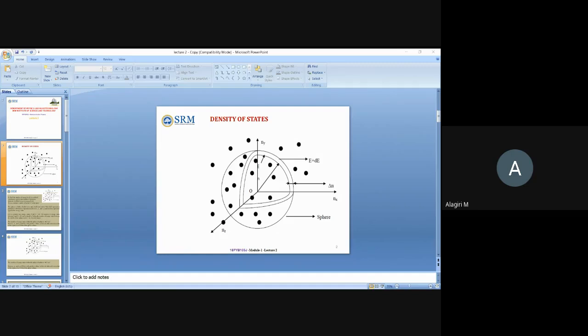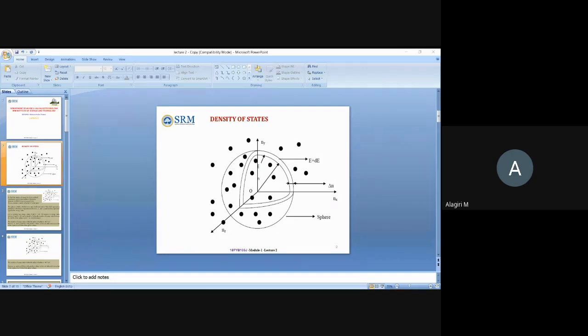In the diagram, we have two shells: the first shell of radius n and the corresponding energy E, and the second shell of radius n plus del n and the corresponding energy E plus dE. Let us consider two energy values E and E plus dE. The number of energy states between E and E plus dE can be found by determining the number of energy states between the shell of radius n and n plus del n from the origin.